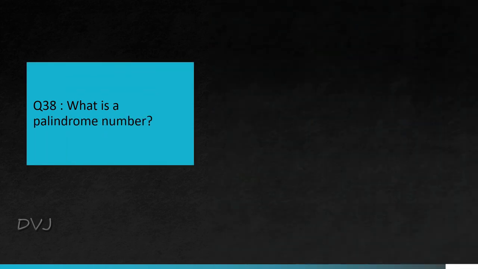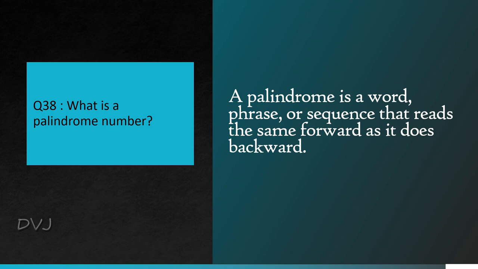Question number 38. What is a palindrome number? A palindrome is a word, phrase, or sequence that reads the same forward as it does backward.